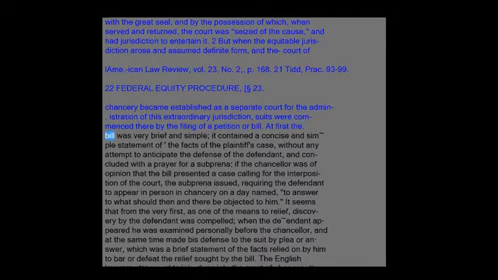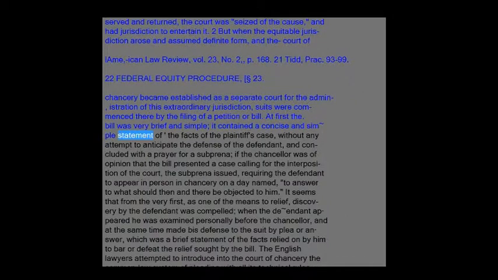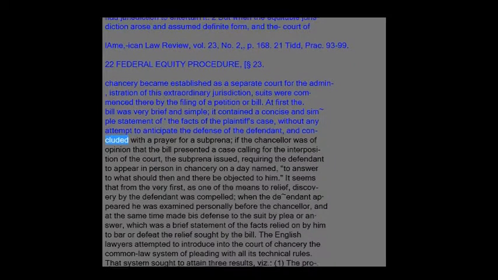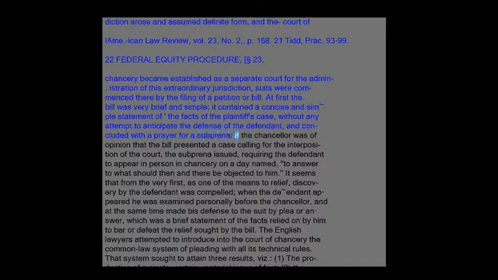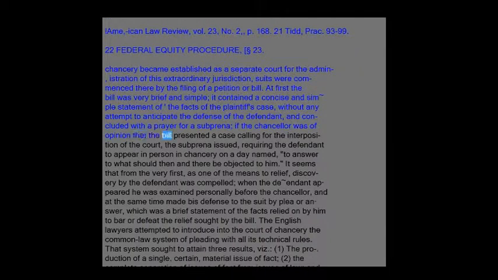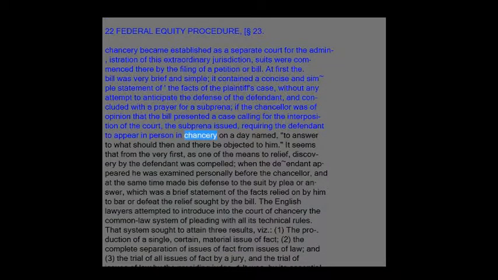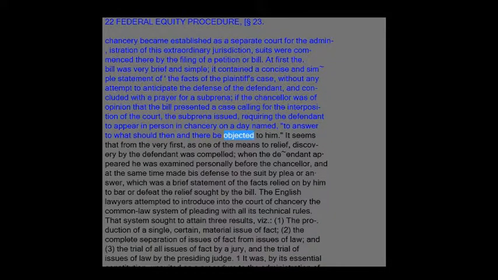At first the bill was very brief and simple. It contained a concise and simple statement of the facts of the plaintiff's case, without any attempt to anticipate the defense of the defendant, and concluded with a prayer for a subpoena, if the chancellor was of opinion that the bill presented a case calling for the interposition of the court. The subpoena issued, requiring the defendant to appear in person in chancery on a day named, to answer to what should then and there be objected to him.